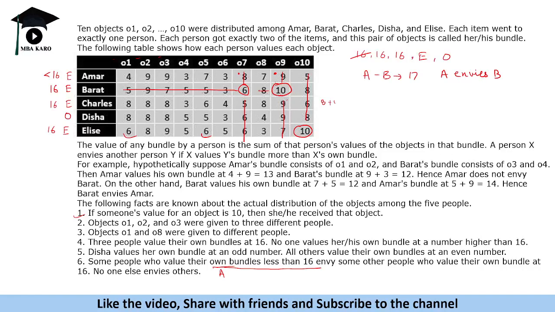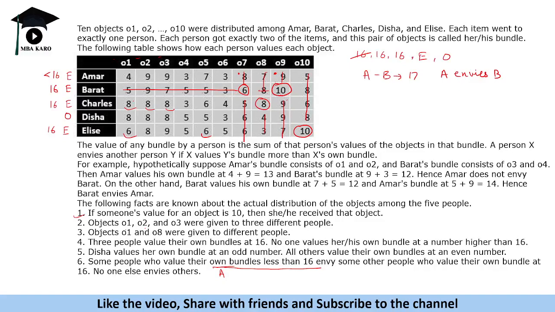That adds to 16. Now one fact that is given to us is that O1, O2, O3 were given to three different people. So Charles can get only one out of these three 8-point objects, right? He cannot get all three. 16 is possible only if Charles gets 8 plus 8, so one has to be this one. So Charles gets this object, and we can remove it from the table as well.